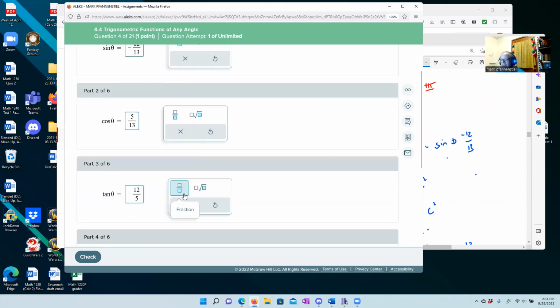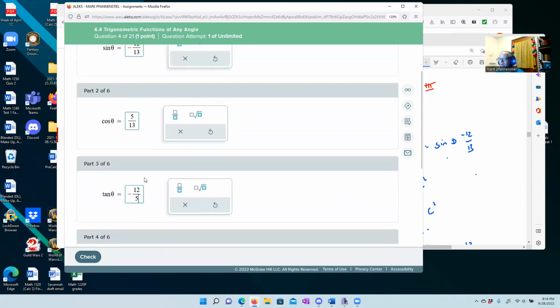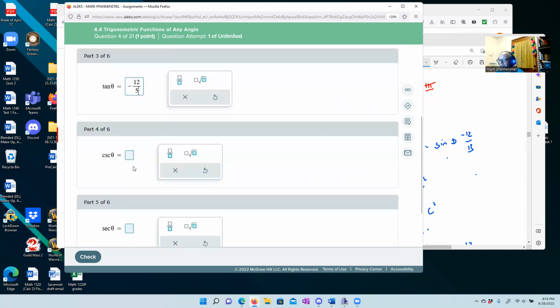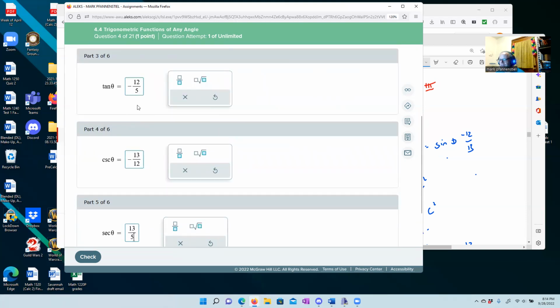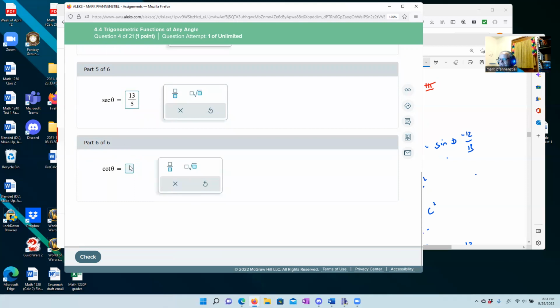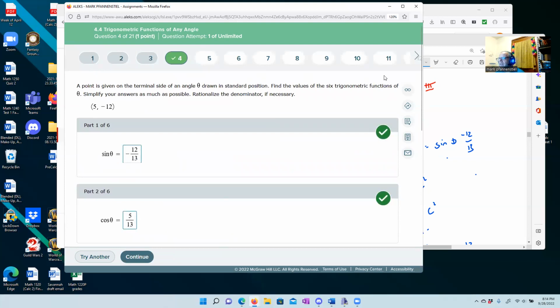Going through the rest of this, cosecant is the reciprocal of the sine, so that's negative 13 over 12. Secant is the reciprocal of the cosine, so it's 13 over 5. And cotangent is the reciprocal of tangent, so it's negative 5 over 12. Hooray, we're good, and we'll move on.